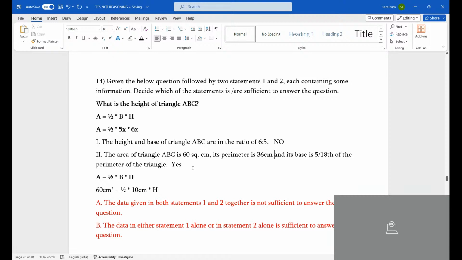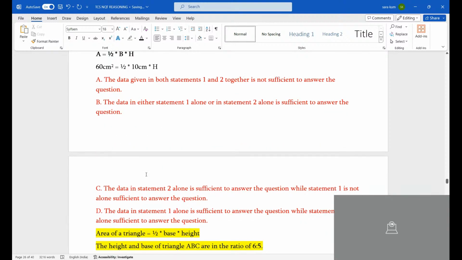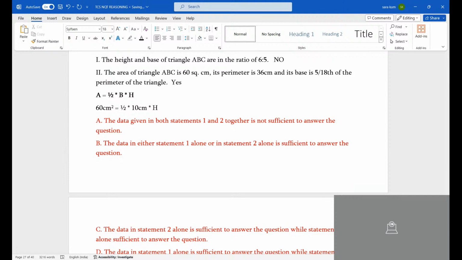So what is the answer? You should use this: the data in statement two alone is sufficient to answer the question. One is not sufficient to answer. This is the correct answer. C is the correct answer. Okay. So shall we move on to the next one?